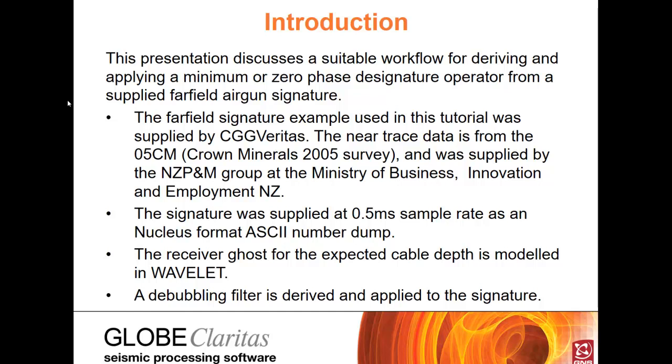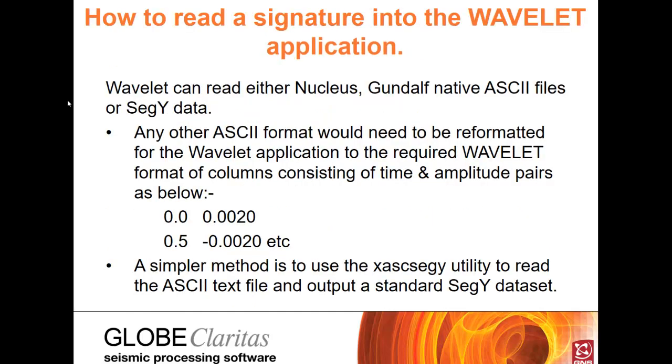We model the receiver ghost in the wavelet application, and we also create a debubbling filter, again within the wavelet application, that can be applied to the signature. We can read either nucleus, Gundelf, native ASCII files or SegWide data directly into the wavelet application. Any other ASCII format would need to be reformatted for the wavelet application to read it, in a column format with a time and amplitude value. Or you can also take that ASCII format and read it into the XAS SegWide utility if needed.